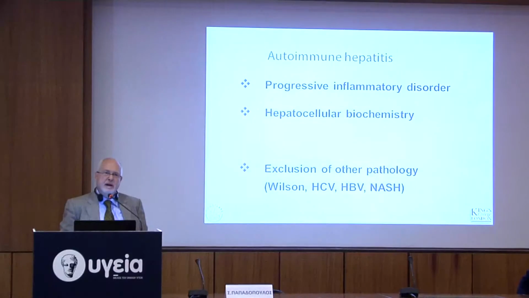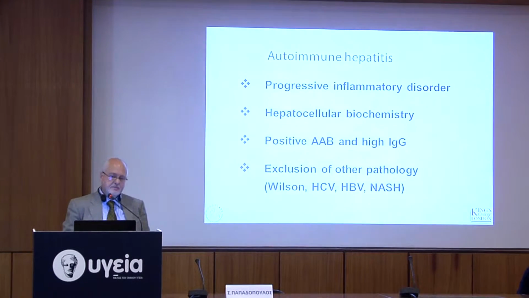To make the diagnosis of autoimmune hepatitis, you need to exclude other possible diseases like Wilson disease, especially in pediatrics, hepatitis B, hepatitis C, and NASH that we have heard from John a few minutes ago. Of course, autoimmune hepatitis is positive also for something. It's positive for autoantibodies and elevated level of immunoglobulin.